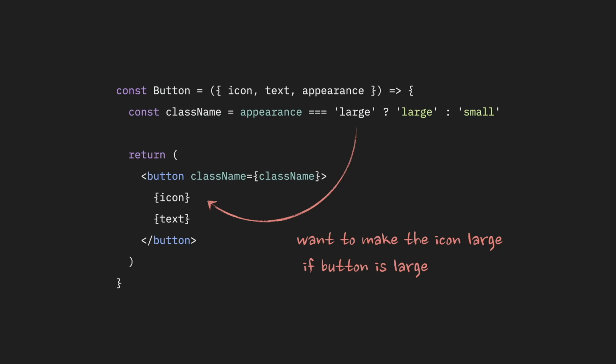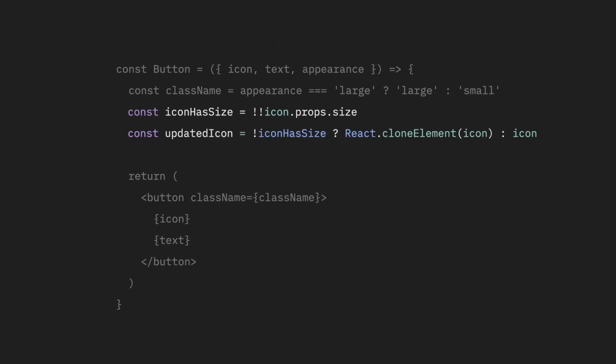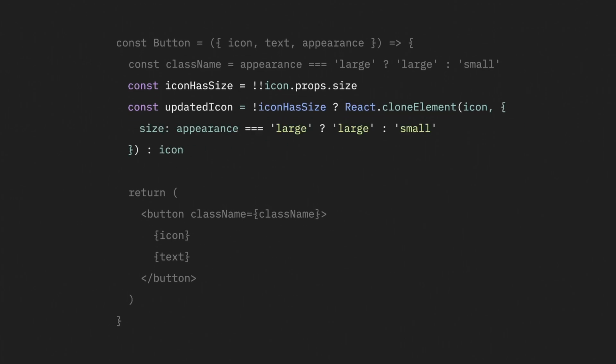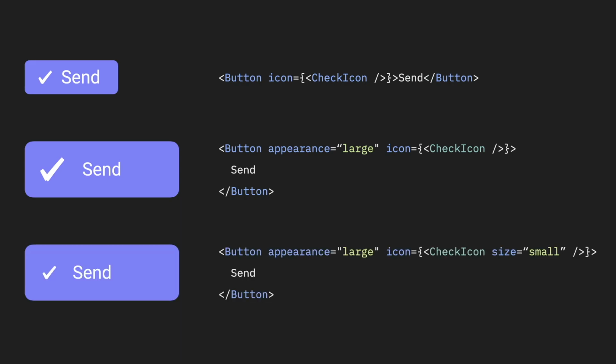When we receive the prop element, we can check whether it has the prop named size set, and then if the size is not set, we can clone the icon like this and set the size of the cloned icon inside the button itself. And of course, make sure to render the updated icon. Now, the icon will be large for large buttons by default, without the need for the consumer to worry about it. And if we really want to, we can always override it by passing different size to the icon explicitly. Very flexible and very convenient for the button's consumers.